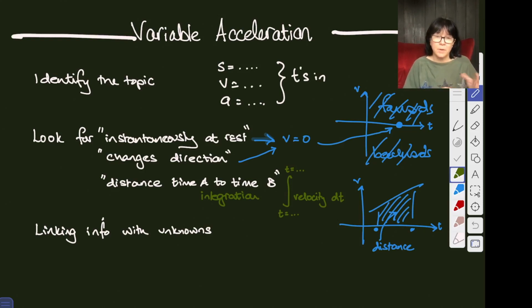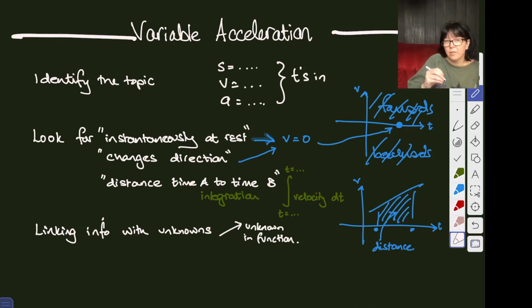Now the last thing that I'm going to mention with these questions is the unknowns and linking information with unknowns. Now there's two ways that the examiners slip these unknowns into the question. One of them is it's in the function. Unknown in function. So they might give you S equals or V equals or A equals and something in there you don't know. Or they give you a function where you do know everything, but then you have to integrate it. And when you integrate it, you get a plus C. And you don't know the plus C. So those are the two ways these can be introduced.